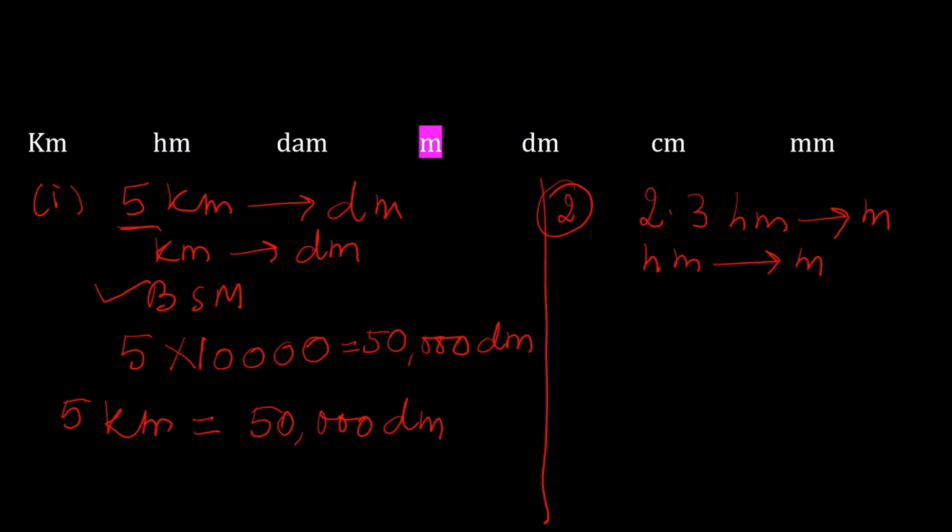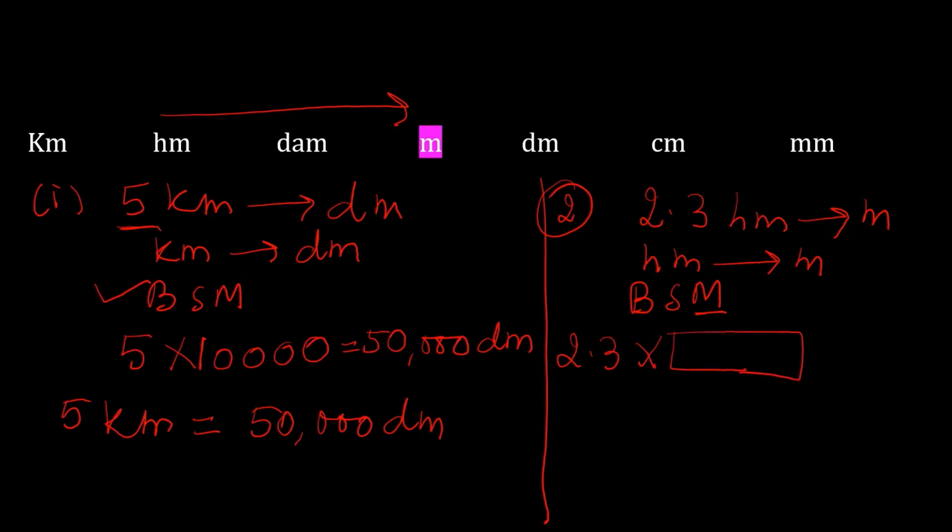So first of all, always check whether we are converting from big unit to small or small to big. So here we are converting hectometer to meter. So hectometer is a bigger unit. So you are converting big to small. So we are writing BSM. So we have understood we have to multiply 2.3. By which number we should multiply? Just see how many jumps. Hectometer to decameter, decameter to meter. So you are multiplying by 2 zeros followed by 1. That means you are multiplying 2.3 by 100. Now when you multiply 2.3 by 100, a decimal number by 100, the decimal digit will shift to the right hand side 2 times.